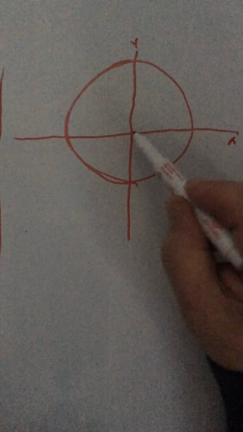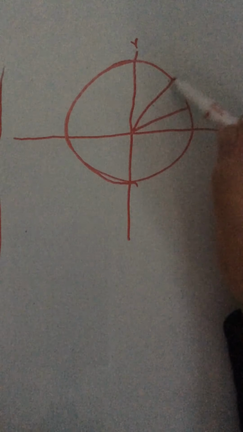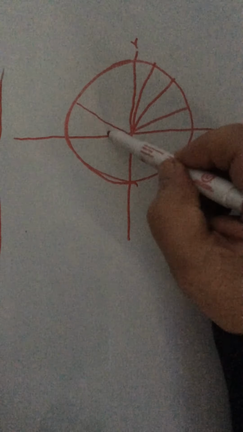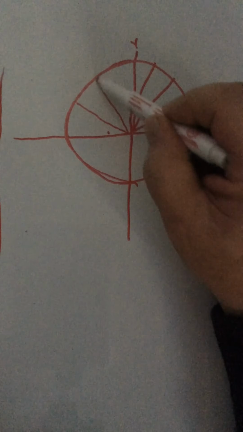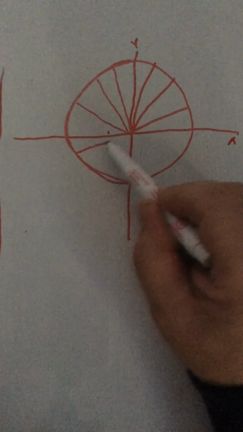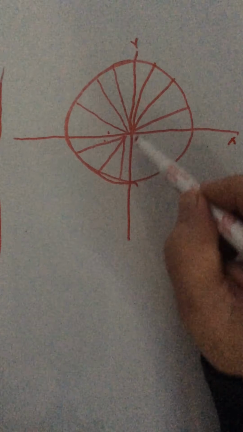But in each quadrant, I have a 30, a 45, and a 60-degree angle. We're going to use that fact as we generate some numbers.